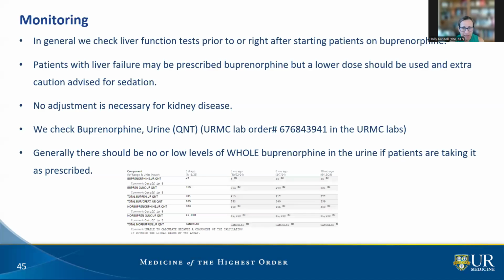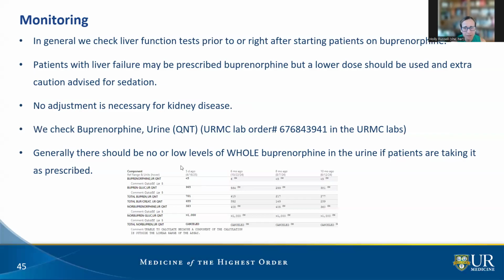We check buprenorphine via this lab, which through the URMC lab is a quant as well as shows the metabolites. Usually there should be no or low levels of whole buprenorphine if the patients are taking it as prescribed. This top level here is the whole buprenorphine. If a patient has put the film in their urine, which does happen, this will show up as like greater than 10,000. So it's not subtle. It is pretty obvious when that happens.